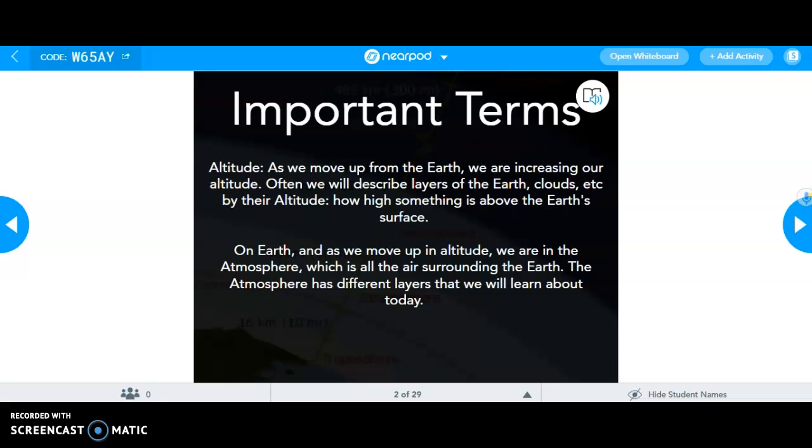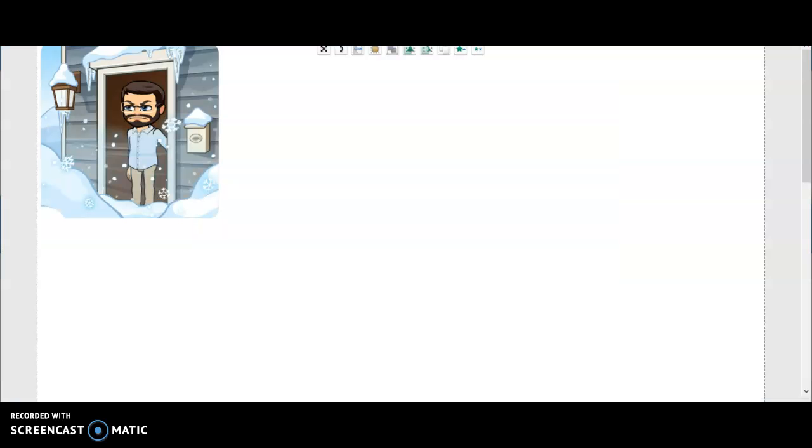Before we even start with the different layers of the atmosphere, there are two extremely important terms that we need to cover. They are on your vocabulary for this week. So let's go ahead and jot down those terms. We're going to get those in our notebooks for today.